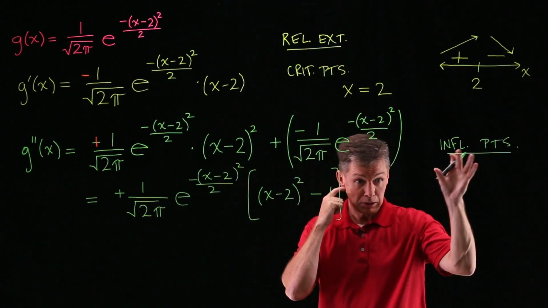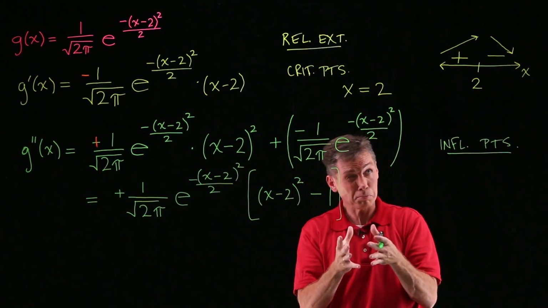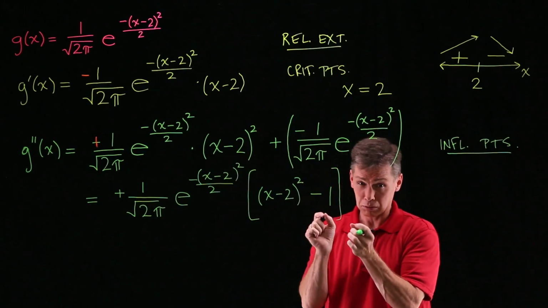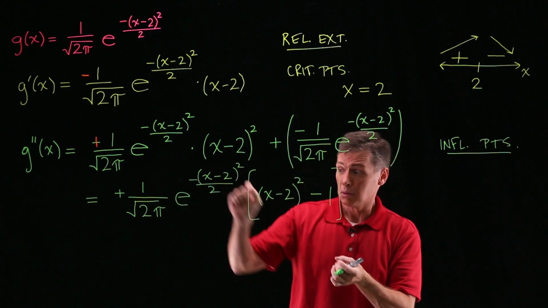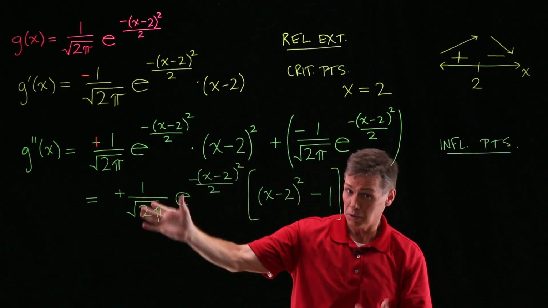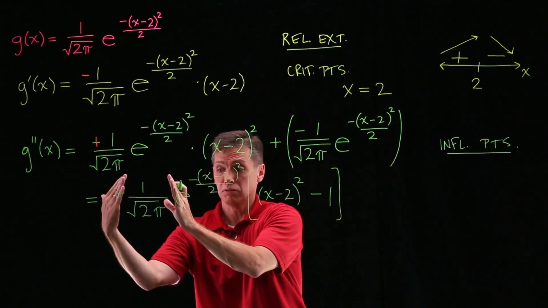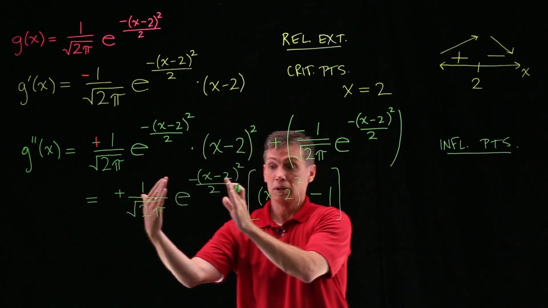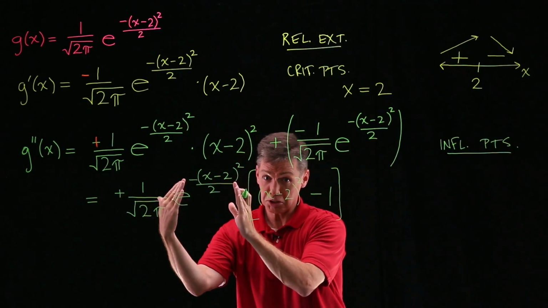All I'm worried about here for inflection points, or where the inflection points might occur, is where the second derivative could be 0. But here again, I can dismiss a few things because this constant factor can't be 0. Here's that exponential expression again.